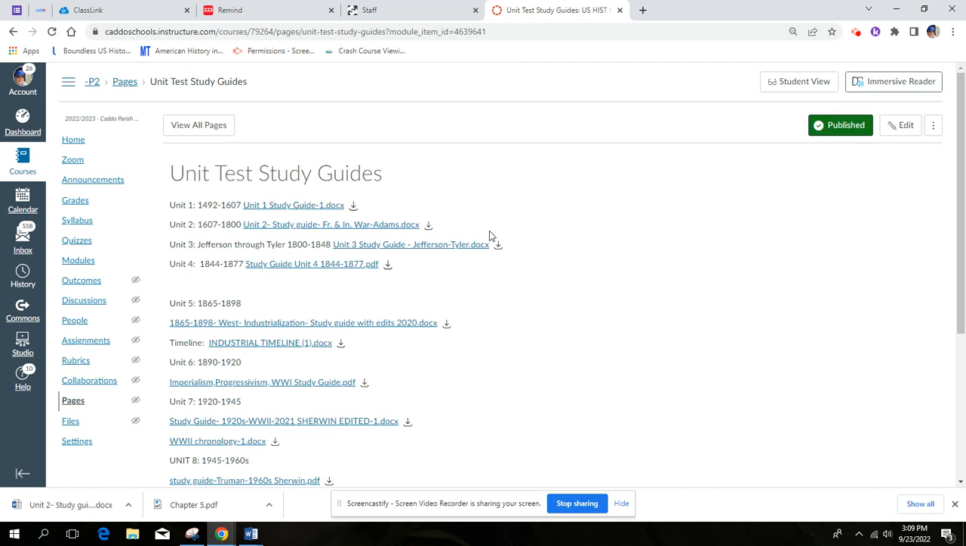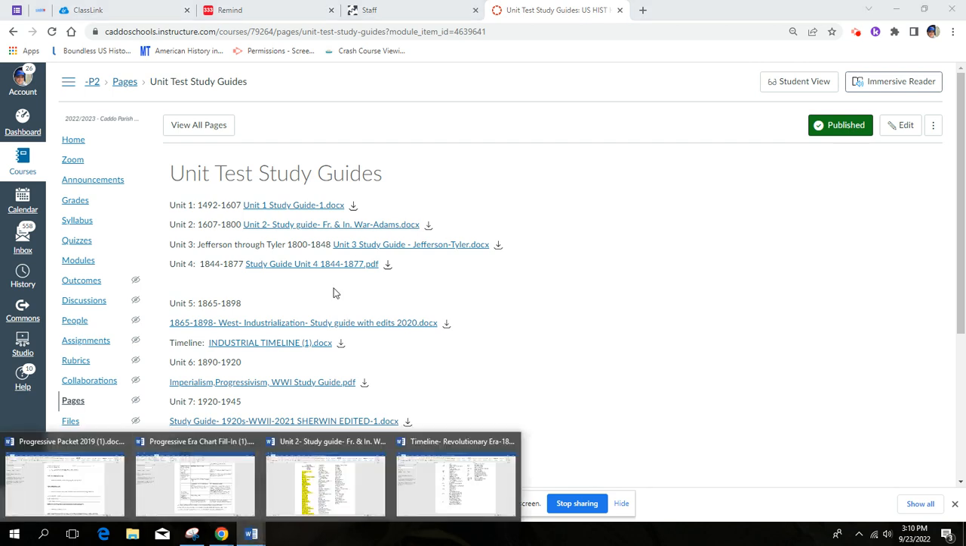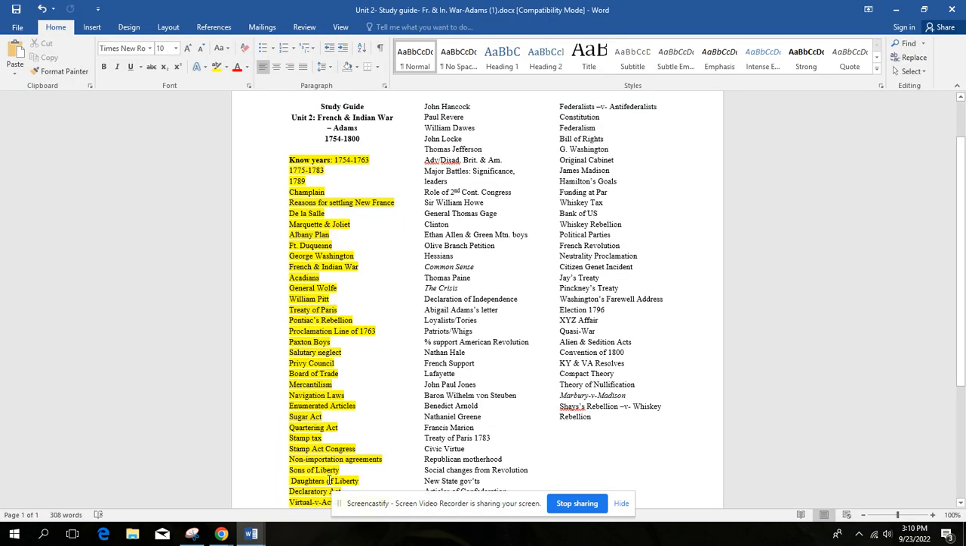Now, I'm actually doing a new recording for the second unit test, which is from 1607 to 1800. This is the Unit 2 one. So you'll open up that guide. I'll put the recording below the Unit 2 as soon as we finish it today. If you're looking at your study guide, we're going to go over about a third of it now, and we'll do two other videos for the remaining two thirds.